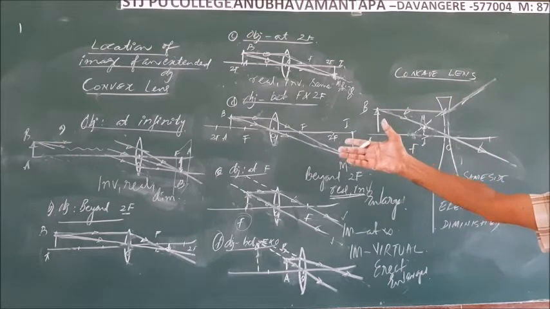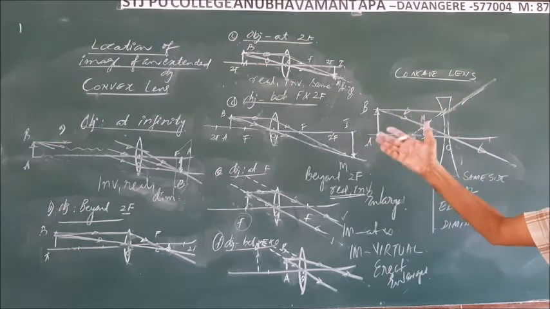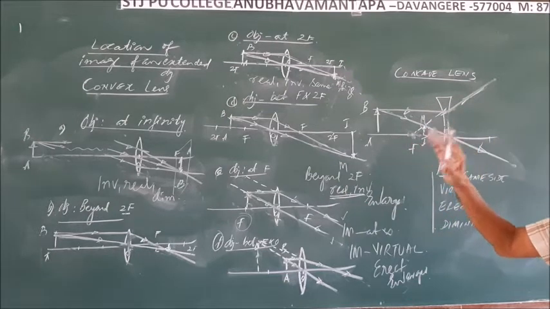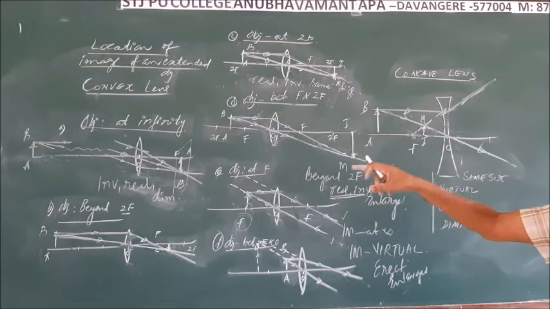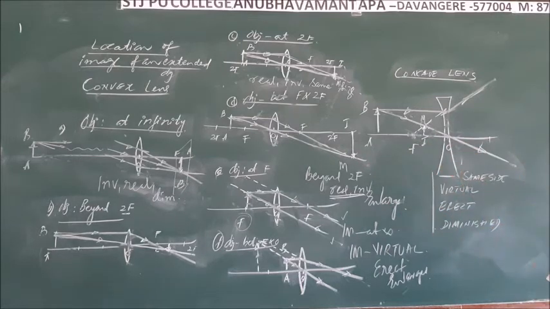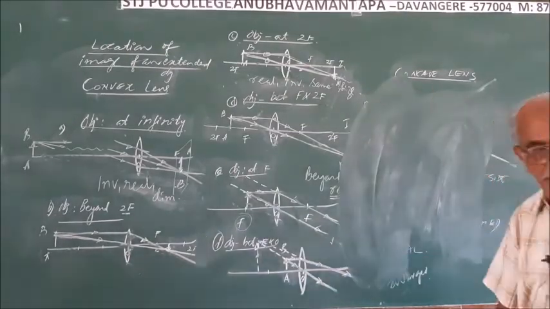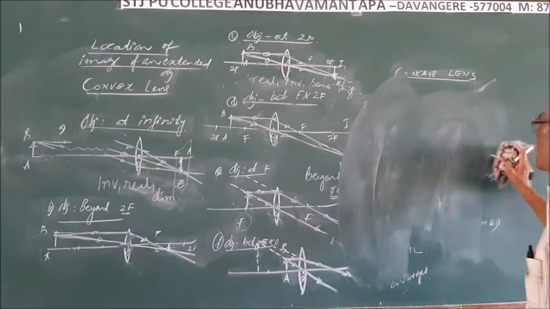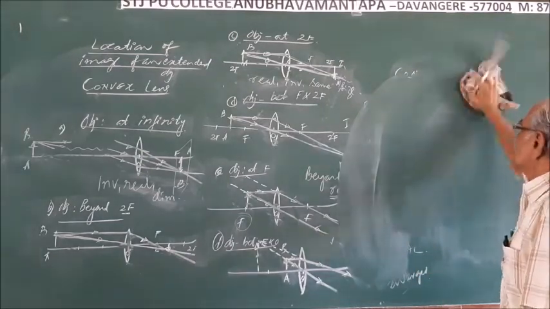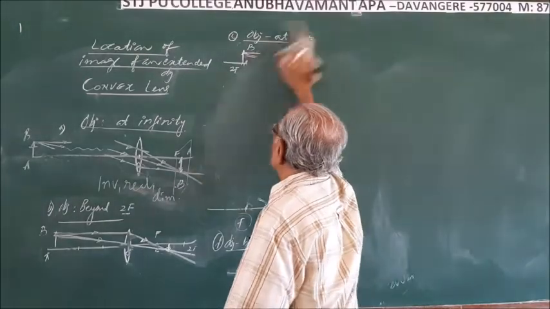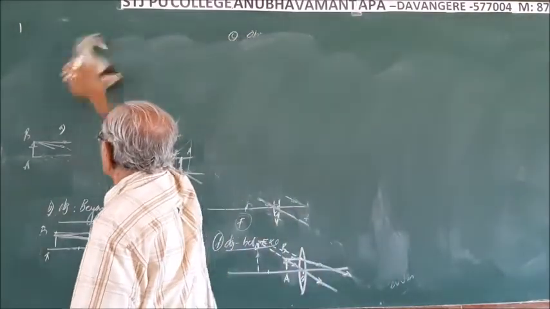Now, in these figures, we have kept the object at some arbitrary distance. For every object distance, there is one and only one image position. Now, what is the relation between the object distance and the image distance? We will try to derive this formula, making use of any one of these figures. You can in fact use any of these figures. We will take the simpler case of the convex lens.